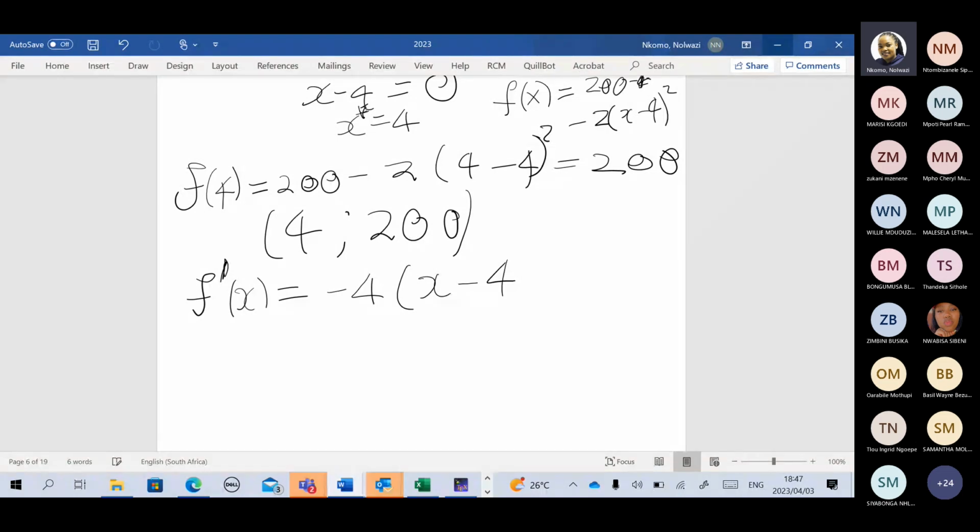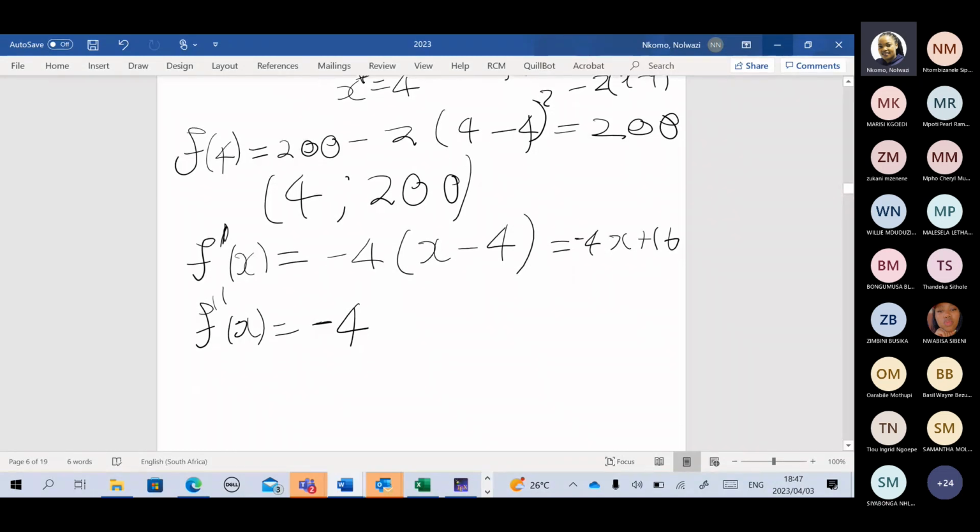And this is the same thing as minus 4x plus 16. To get the second derivative, we need to differentiate the first derivative, right? If we differentiate minus 4x plus 16, we'll get minus 4, right? And then the next step is to substitute your stationary point here on the second derivative.